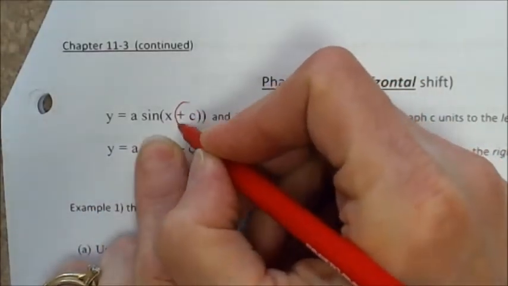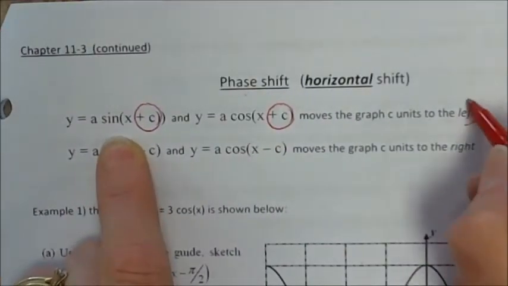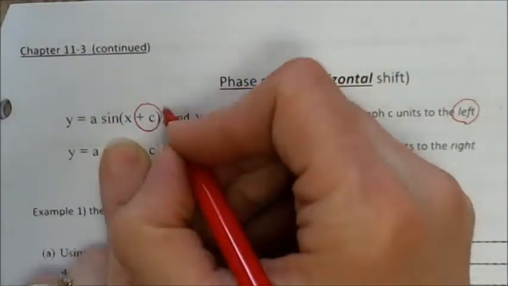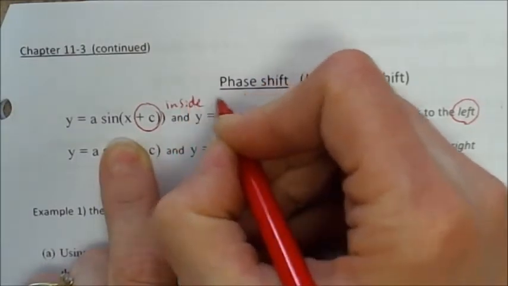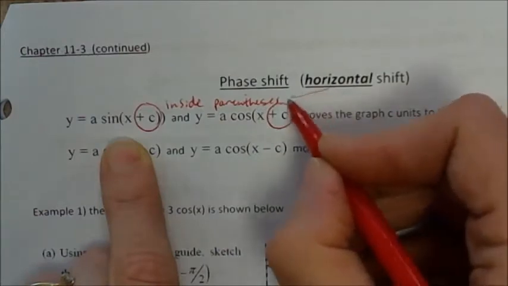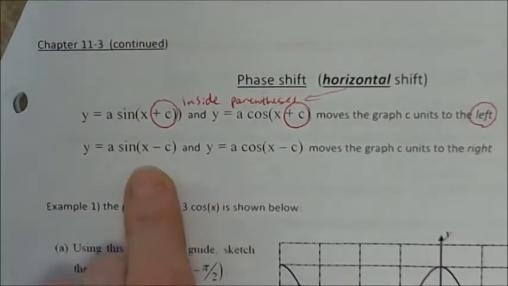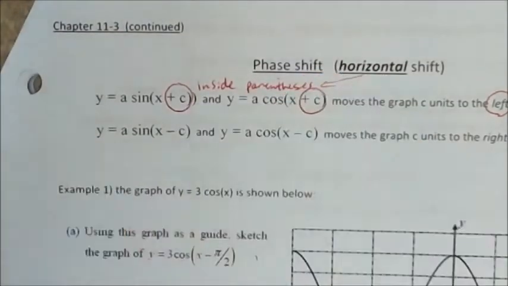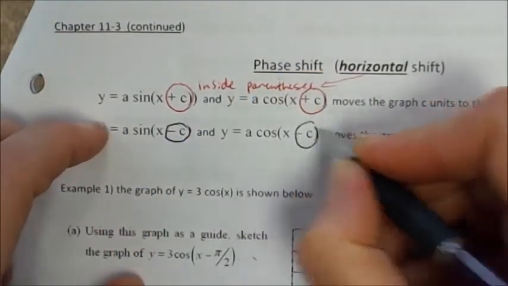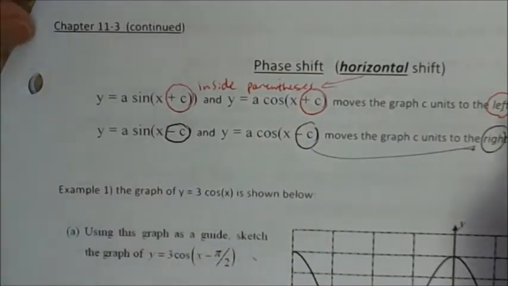But what you notice is you have a plus c inside the parentheses, and that means it's going to be shifted to the left. If you remember back in chapter 4, a plus inside parentheses means that you're going to be doing a horizontal shift. So a plus means to the left, it's opposite of what makes sense, and a minus c means shift to the right. So just keep that in mind as we're shifting our graphs around.